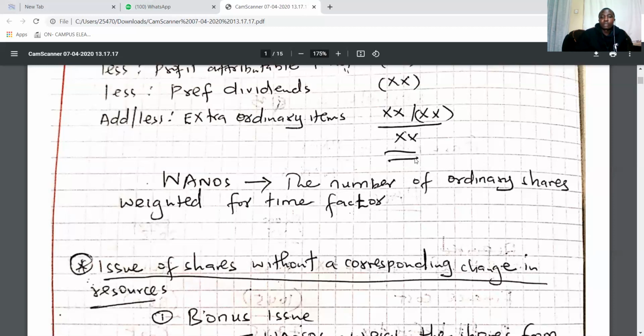So the aspect of issue of shares without a corresponding change in resources. So in which scenarios can an organization issue shares without getting an equal return? In which scenario? This is a question to you. In which scenario can an organization issue shares without getting an equal return from the shares it issued? An example?